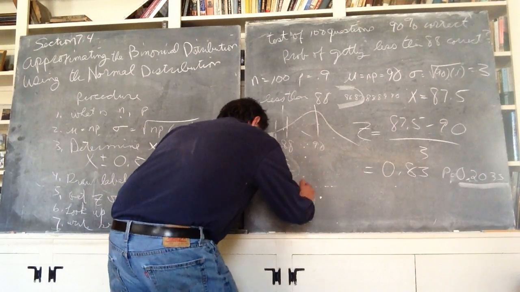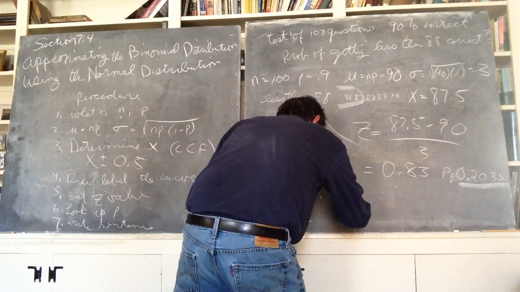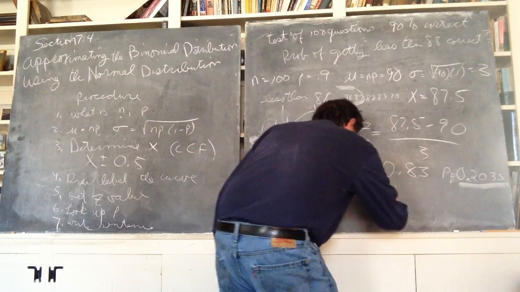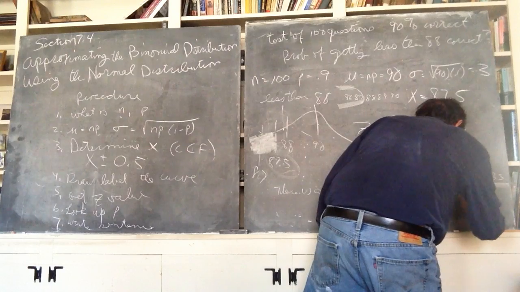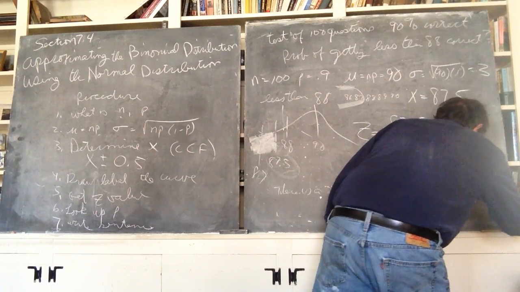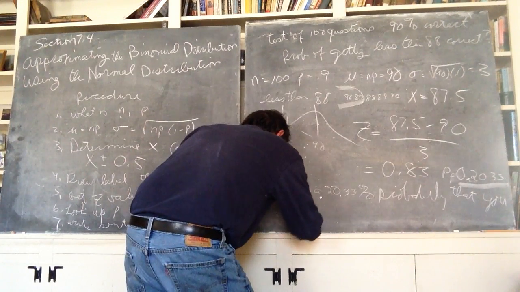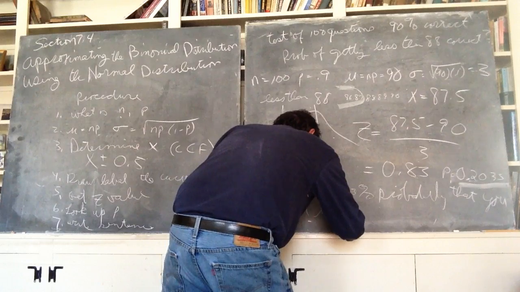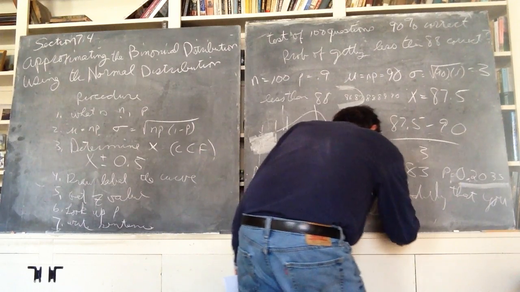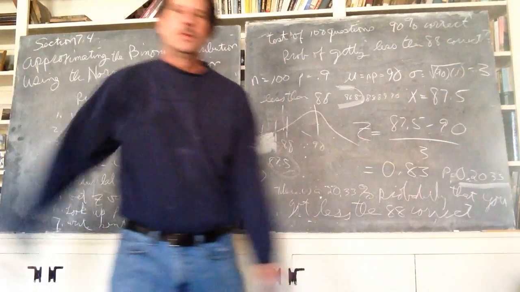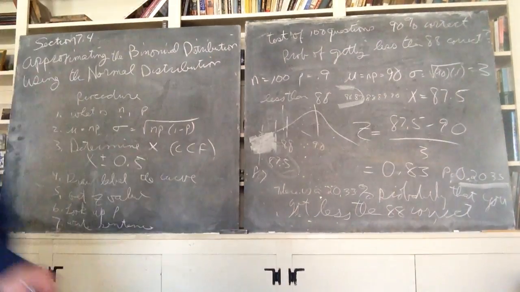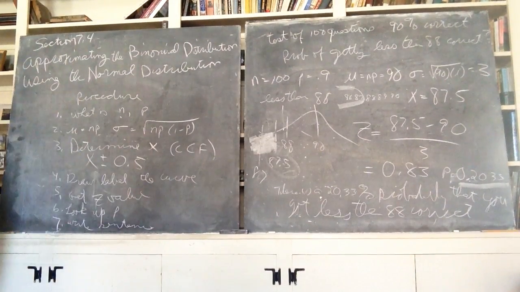There is a 20.33% probability that you got yourself a B, that you got less than 88 correct. Let that sink in for a second. We're only going to get one more.